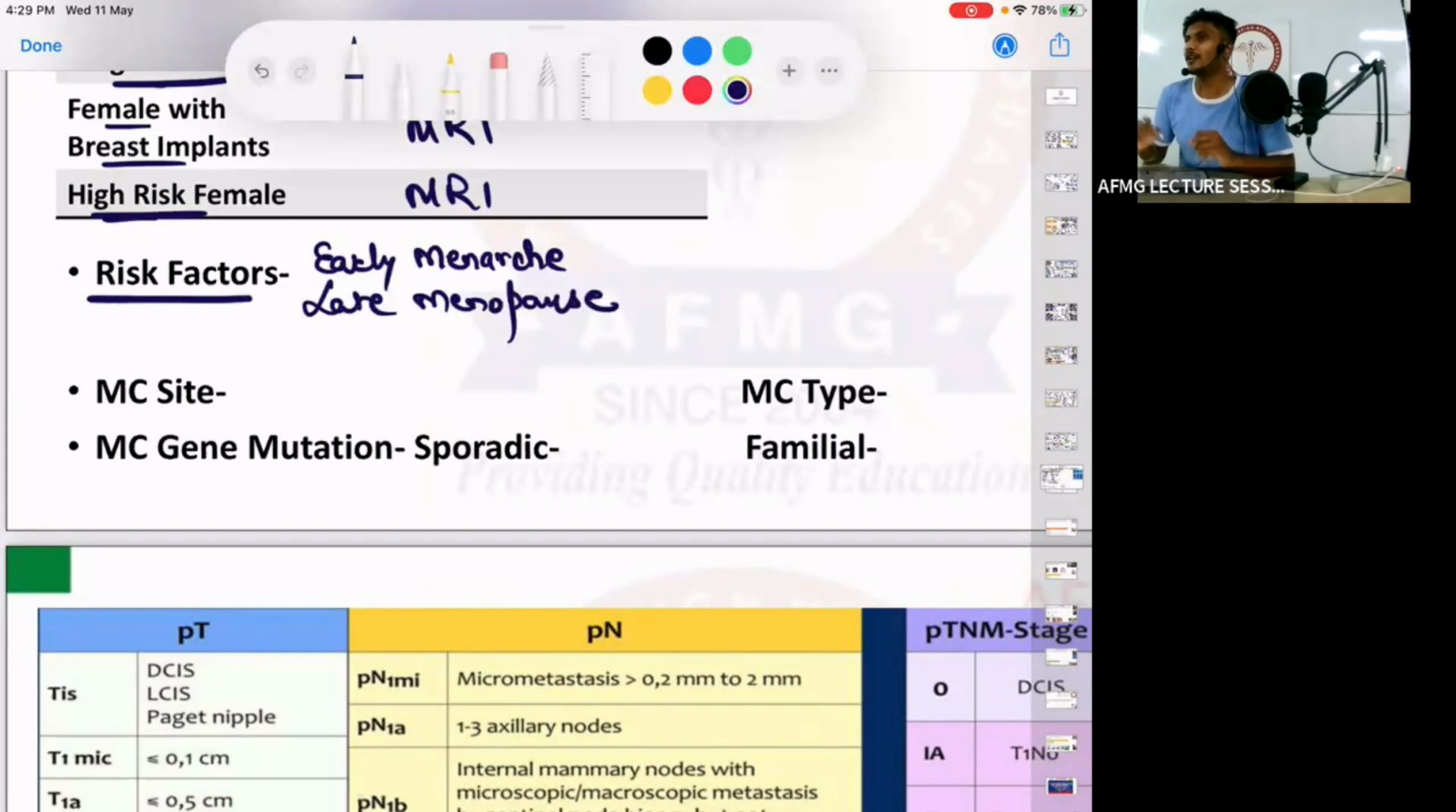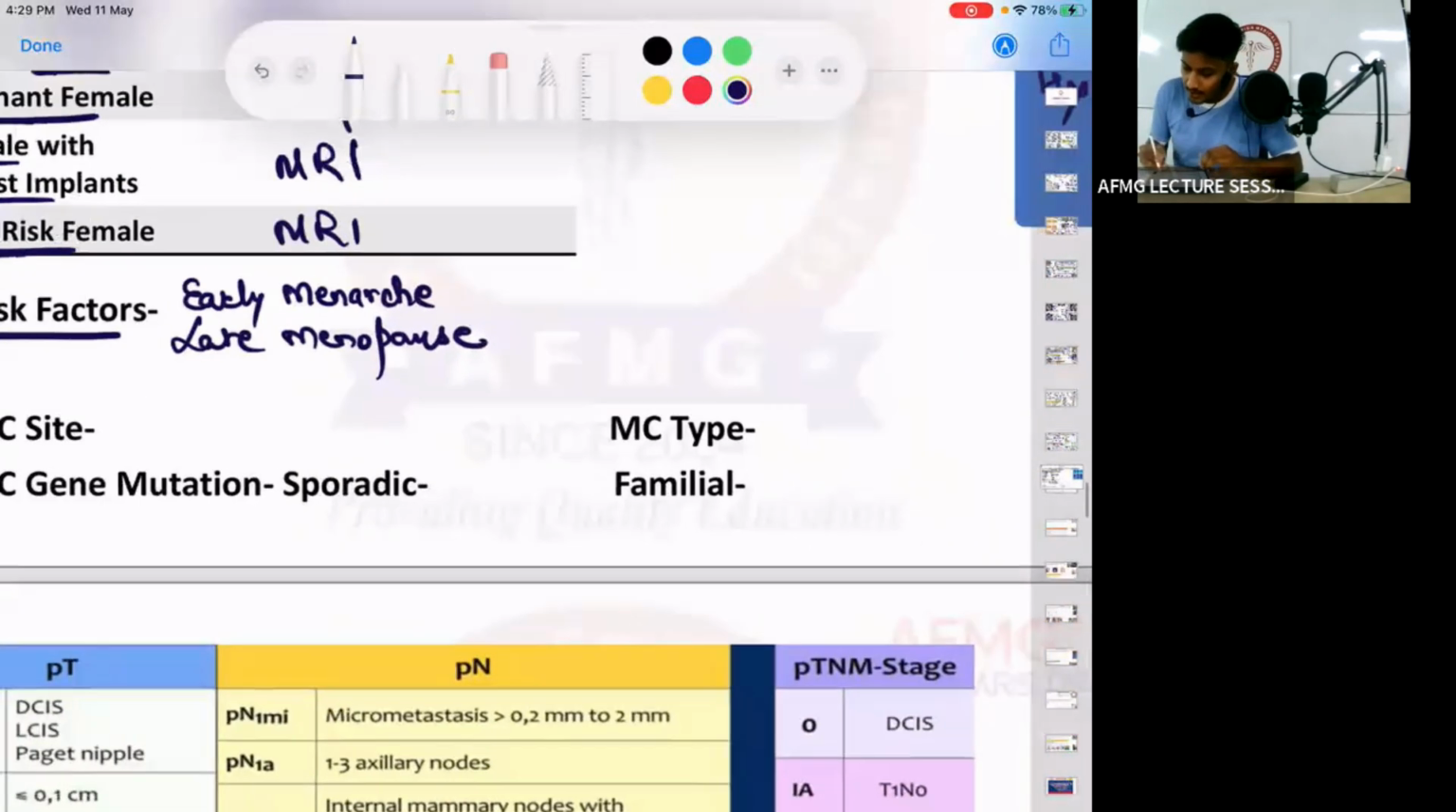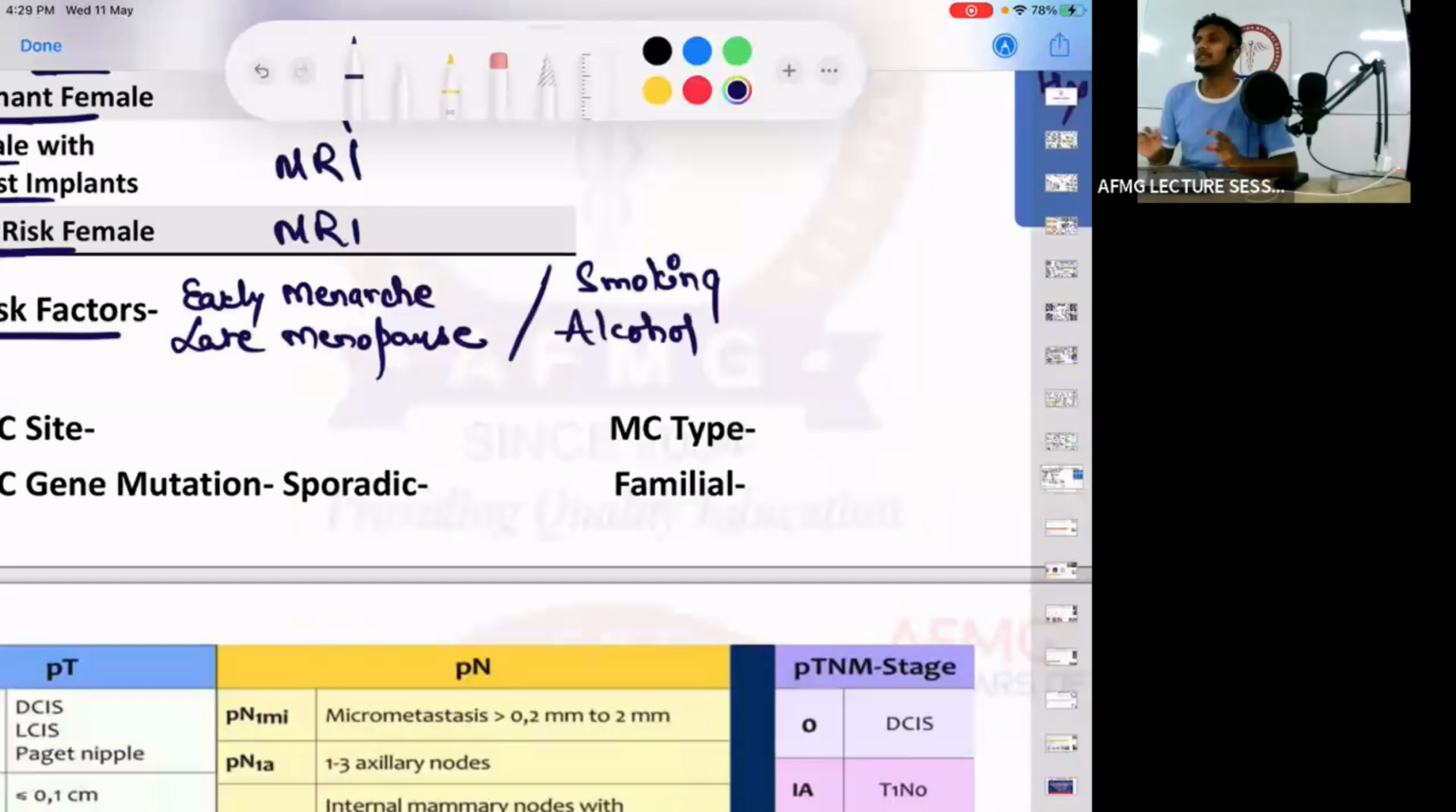Pregnancy is protective or risk factor? Pregnancy is protective. Lactation is protective or risk factor? Lactation is protective, again important, okay? Because that gives a break from estrogen in the period, okay? Then smoking is protective or risk factor? Smoking is a risk factor usually in younger females. Then again alcohol, okay? All of these are risk factors.